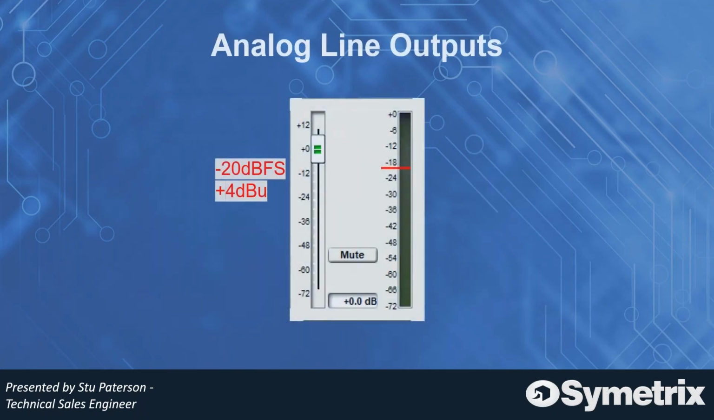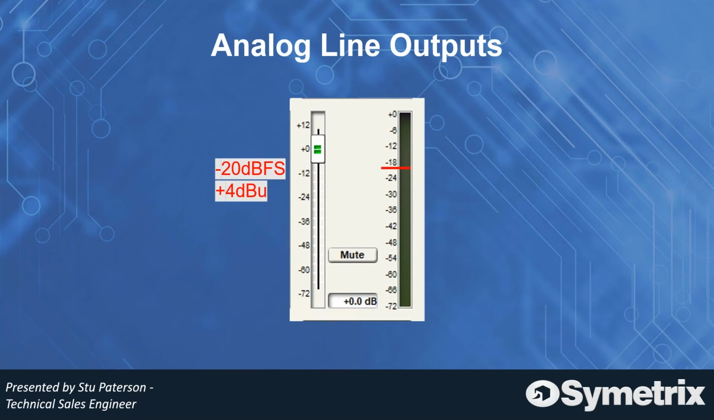All right. Now let's talk about the outputs. Outputs are the same thing, but you'll notice that our fader for the outputs is a little different. It doesn't start in the middle at 0. It gives us +12 to -72. This is an analog output. And again, if we're doing things correctly, our output is going to coincide with +4 dBu, or at least close to it, which is going to be approximately -20 dBFS, as seen here.